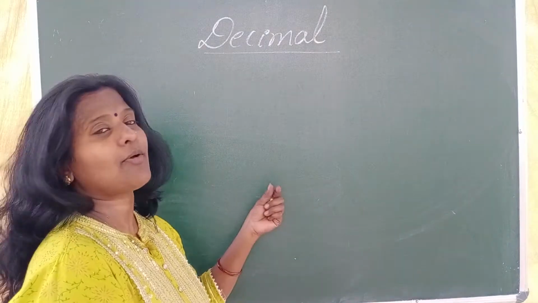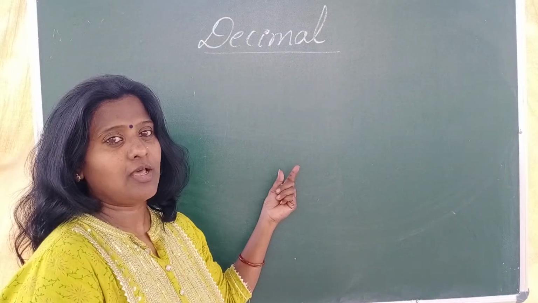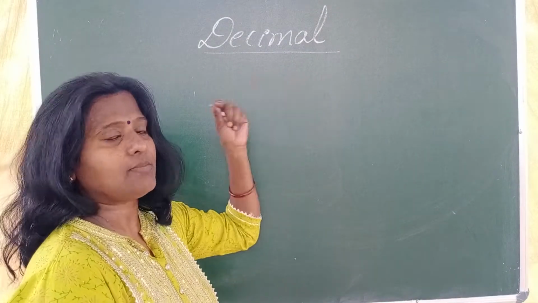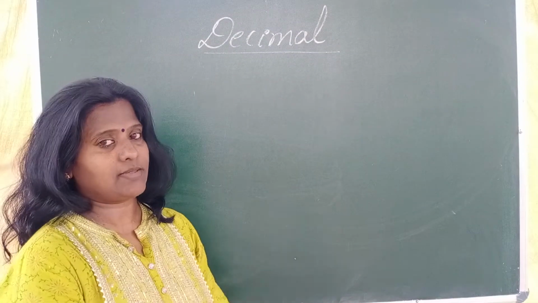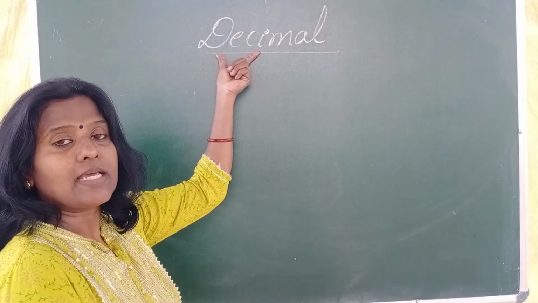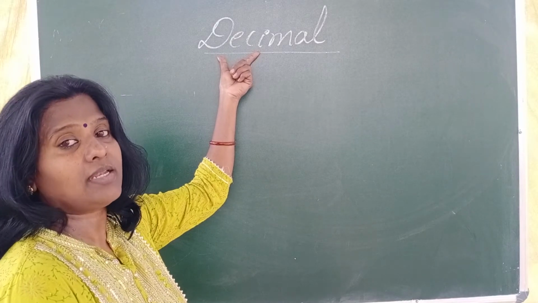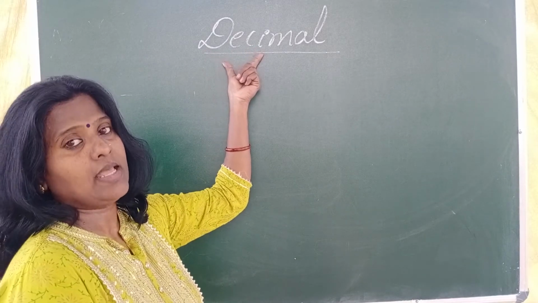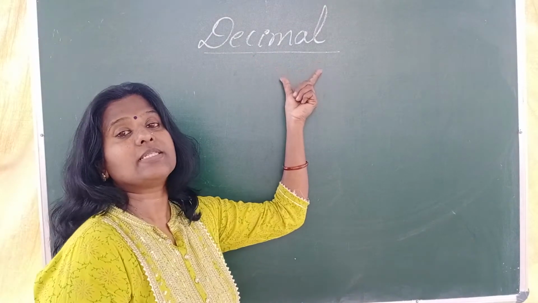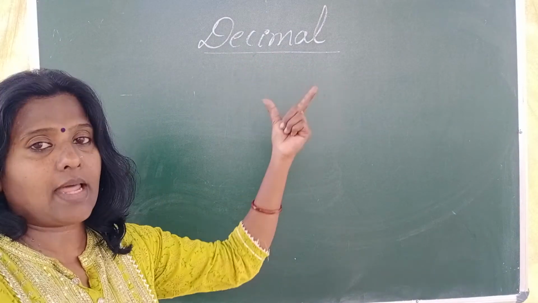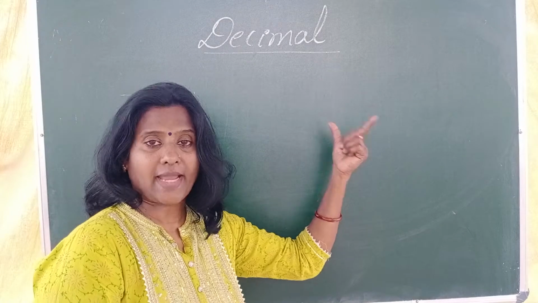In the last class I taught you about fractions. So now we will move on to decimals. Let us see what a decimal is. Deci means any number which is divided by 10 or powers of 10. Such numbers are called decimal numbers or decimal fractions.